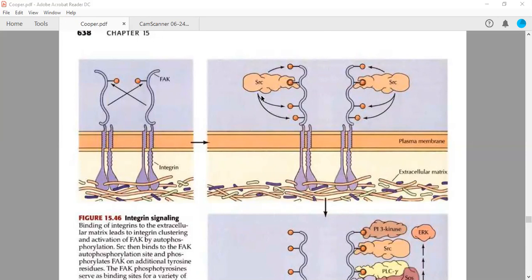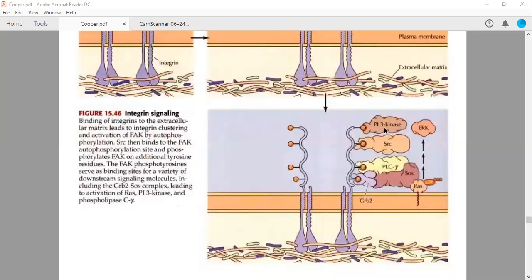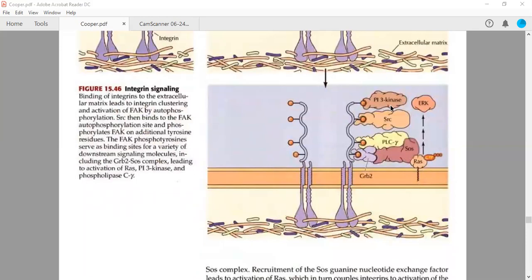For example, SRC family members. Besides the SRC family, other proteins, for example, PI3 kinase or GRB2, which is the adapter protein having an SH2 domain and two SH3 domains, will interact with the SOS protein. This SOS protein is a guanine nucleotide exchange factor, so it will activate the RAS protein. RAS protein will activate the MAP kinase pathway through RAF, MEK, and ERK. And finally, this MAP kinase pathway will activate certain genes in the nucleus. PLC gamma is also activated, as you have seen in the case of receptor tyrosine kinases.